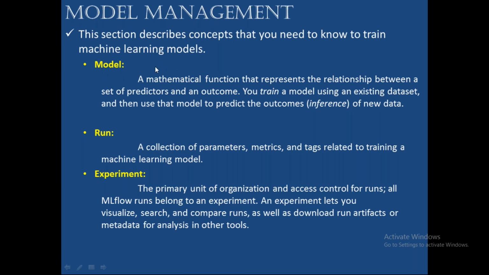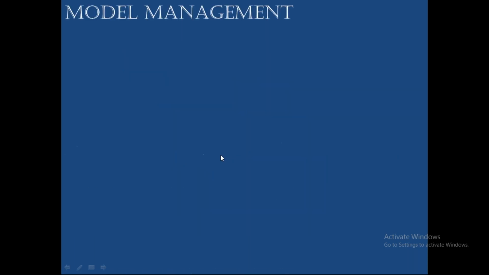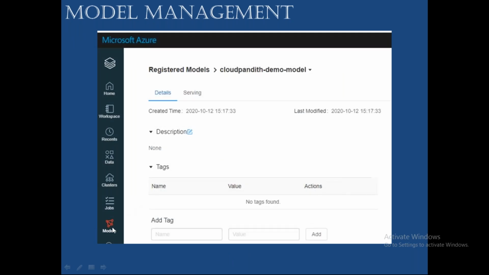So this part we may not discuss, but if possible we will discuss one or two. But you just get some idea. We'll have a model, run, and experiments. Next, in this model you will have details. If you have any tags, description, see, I have not created anything. If you have created, this is what I mentioned.